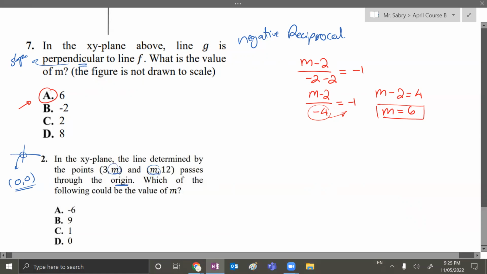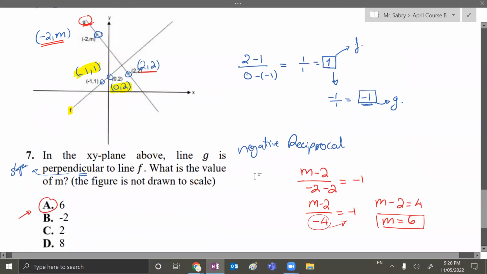So if 3 lines, I'm sorry, Muhammad, do you want me to repeat which part? Number 7, all of it? I'm sorry guys, give me a second.